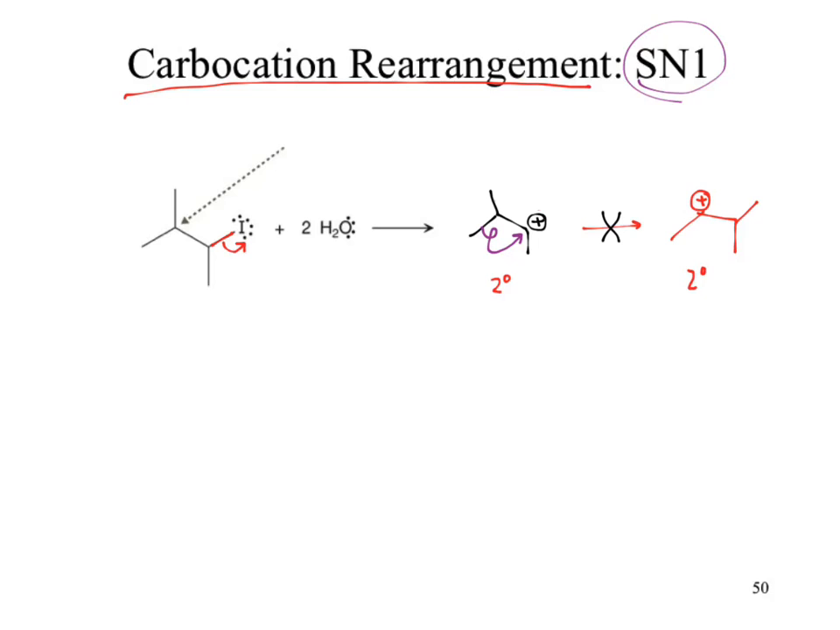How about the other one? We're going to get the same issue. It's a secondary to a secondary. That doesn't help. Well, then that means there's no rearrangements. Because I've moved everything I possibly could. No? There's an implied hydrogen on the carbon.